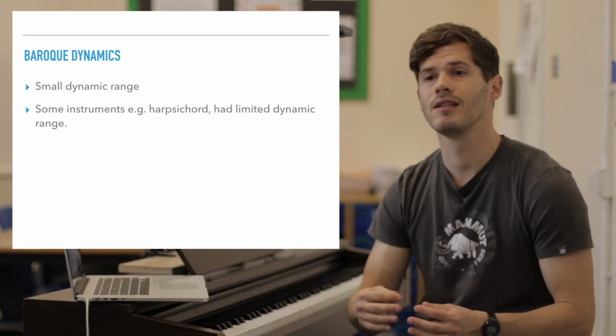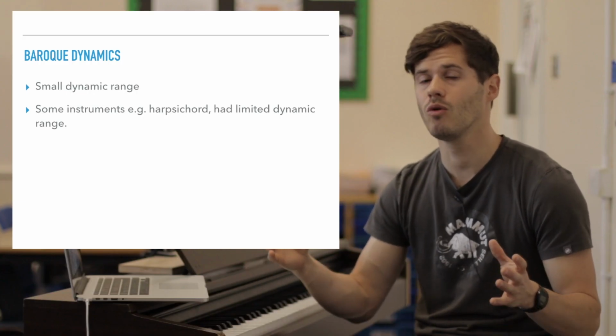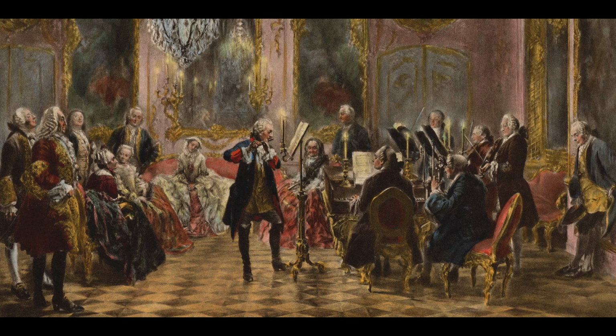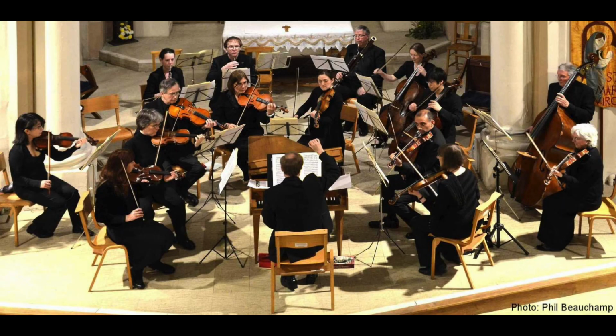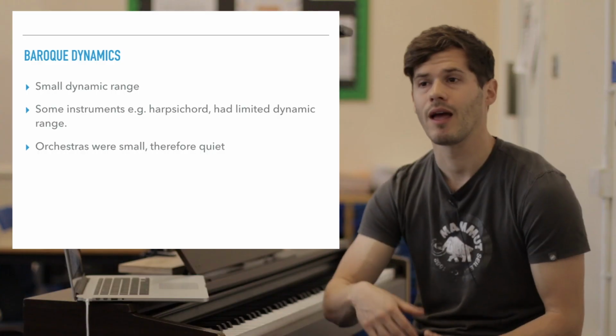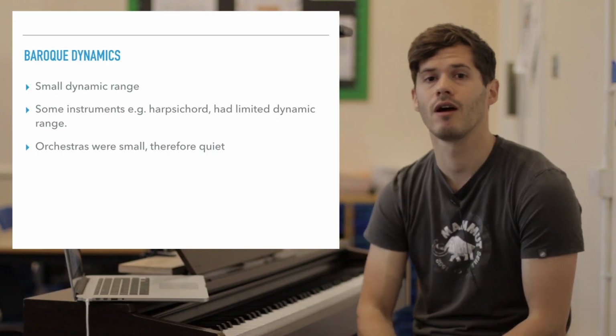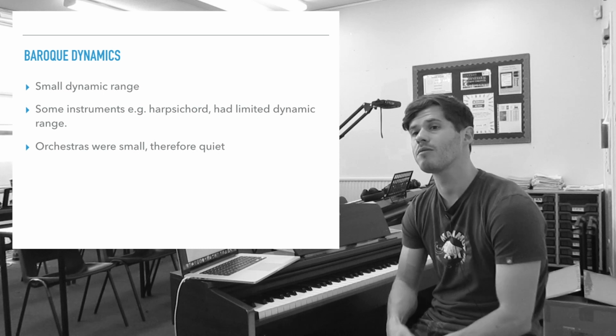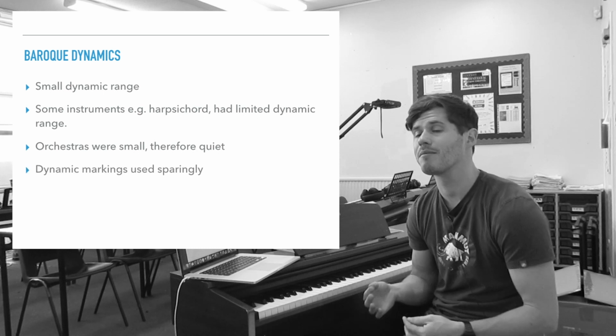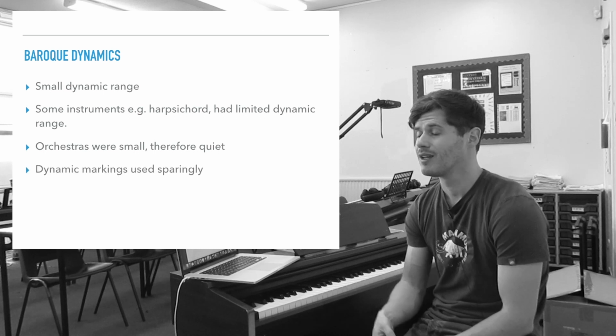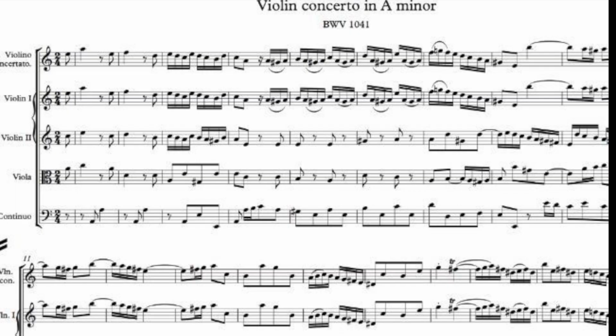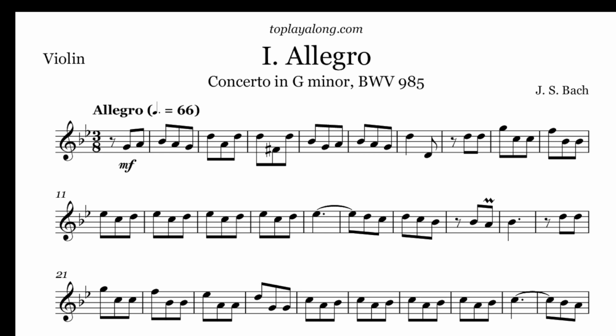Another reason is the size of the ensembles. Orchestras in the Baroque era were much smaller than later orchestras, and so because of that, the more instruments you have, obviously the louder you're able to play. So again, music would be quieter and have a narrower dynamic range. Composers from the Baroque era tended to use dynamic markings quite sparingly. So if you look at the score of a Baroque piece, you'll find only very few dynamic markings in it.